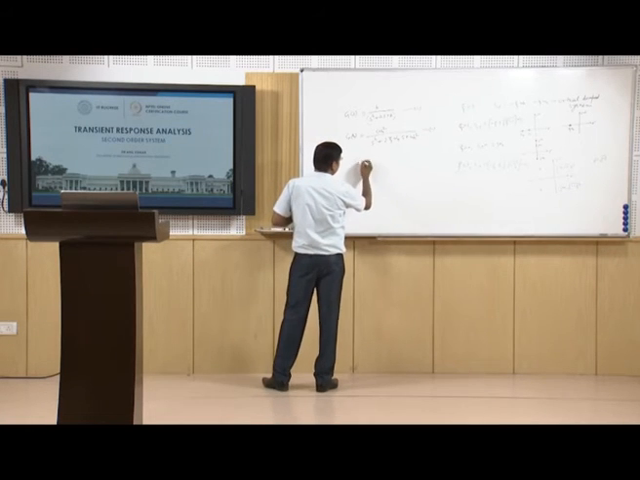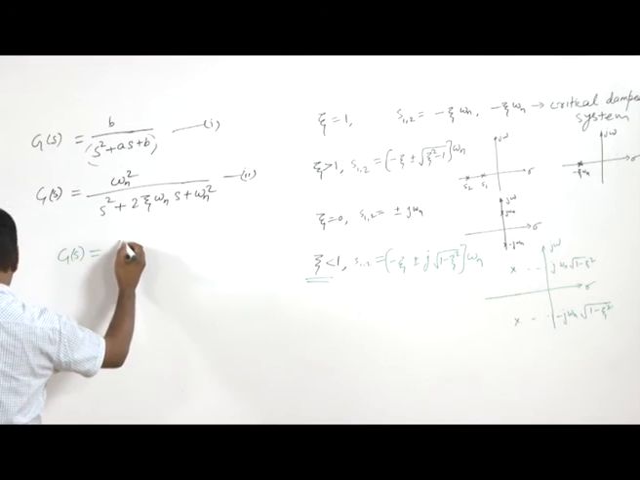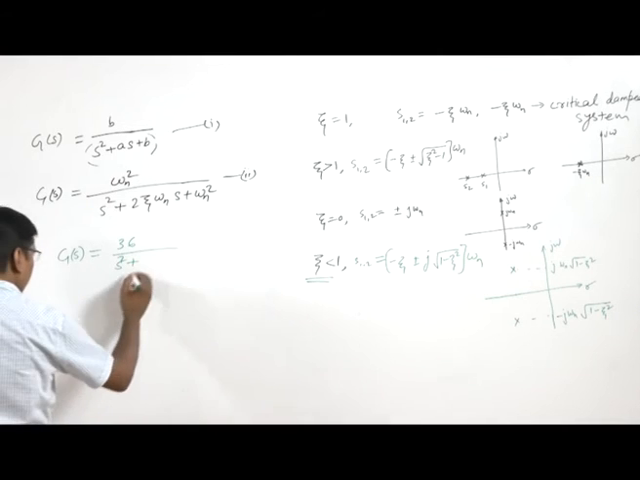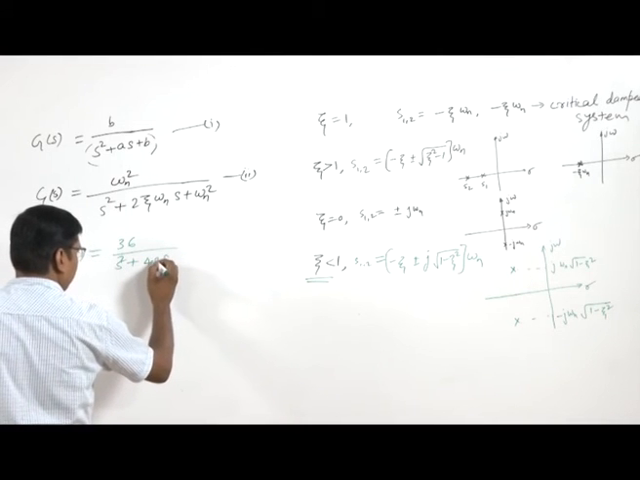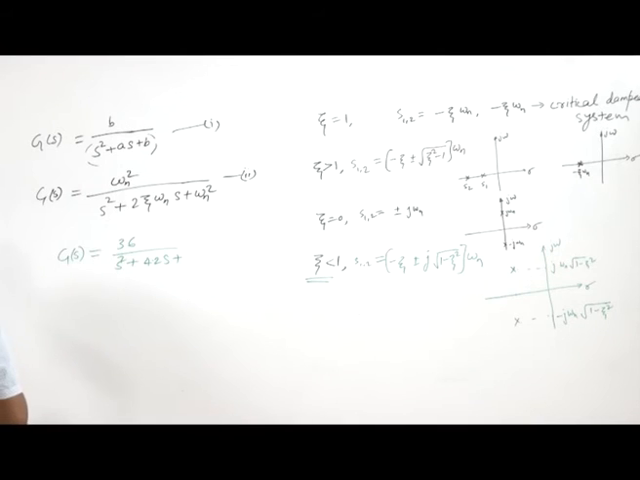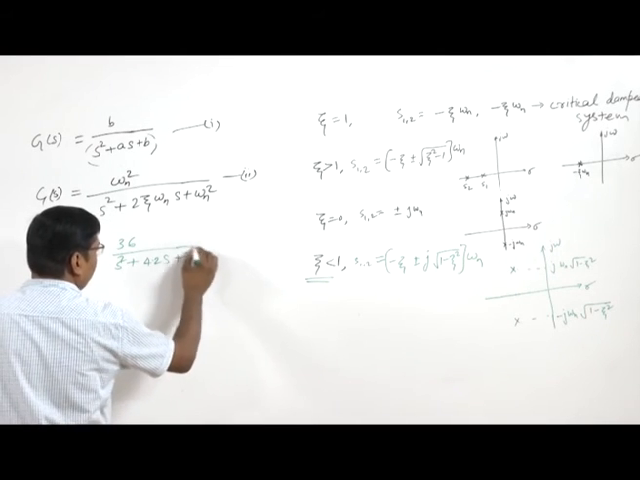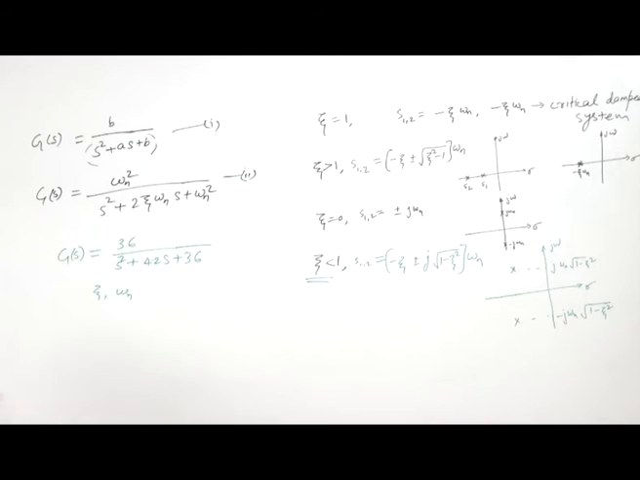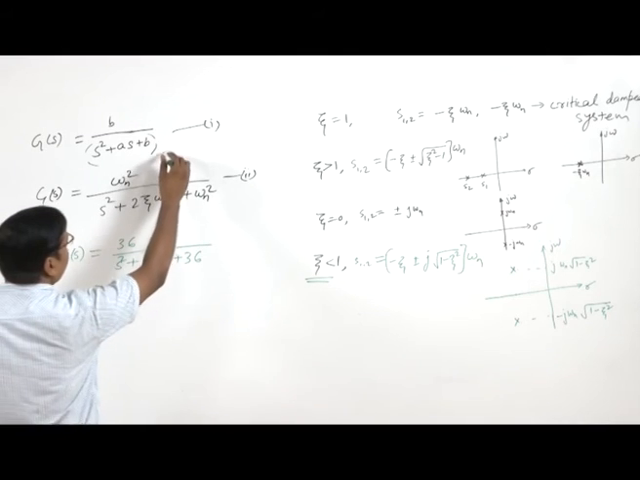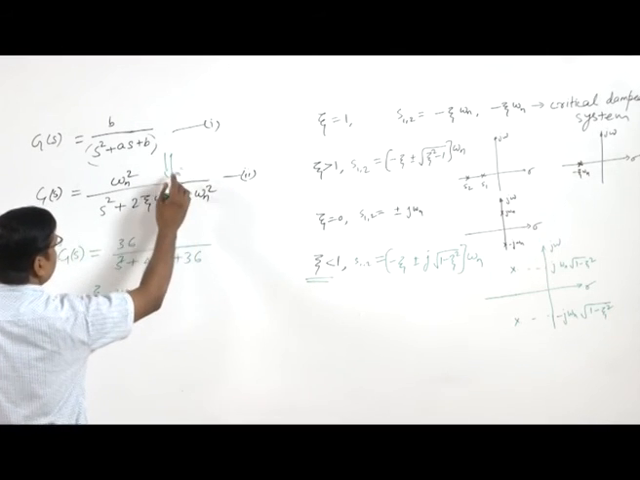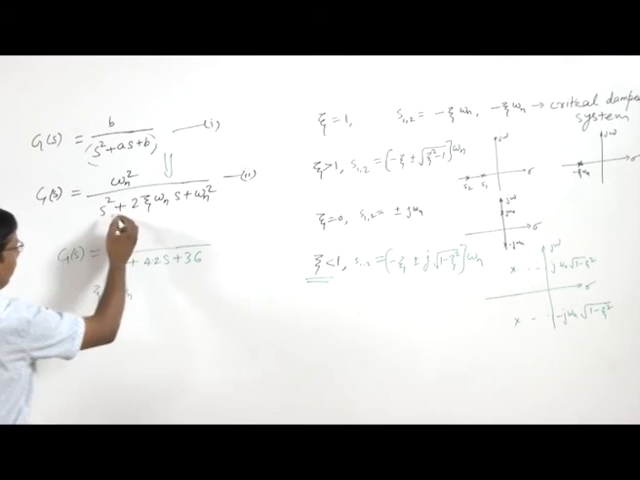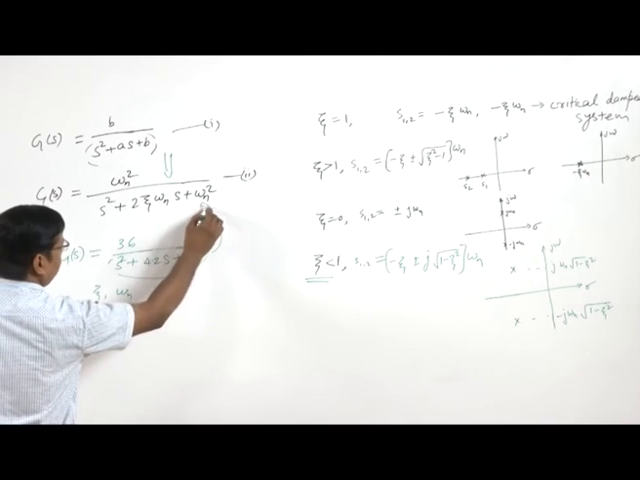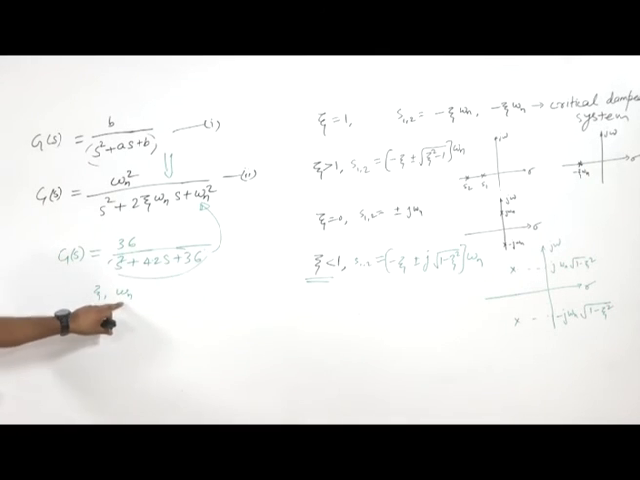So now let's have one example. If we have G(s) equal to 36 upon s square plus 4.2 s plus 36, we want to know the damping and natural frequency of this system. We can compare this part with the standard form, and we will find the damping and natural frequency.